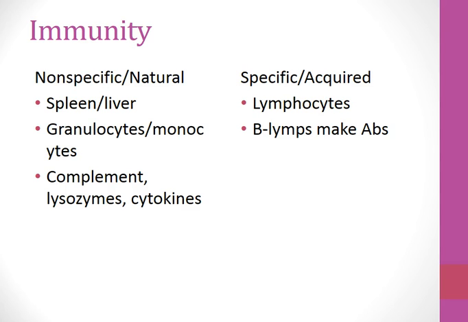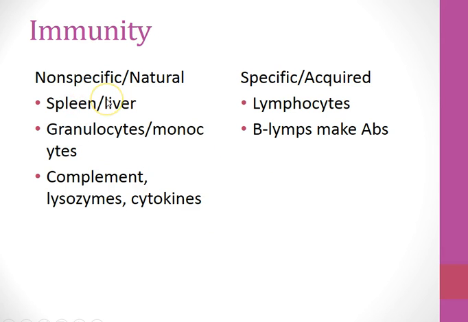So whenever a good amount of an antigen enters into the body, two kinds of immunity are going to occur at the same time. One is nonspecific, natural, or inborn, and one is specific, acquired, and adaptive. So these are two different kinds of immunity that start to happen whenever an antigen enters the body.